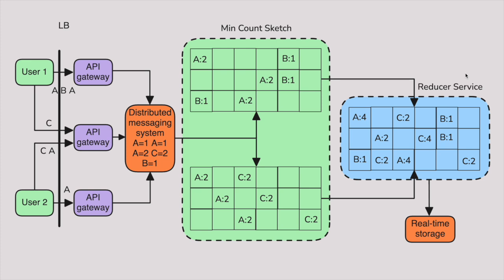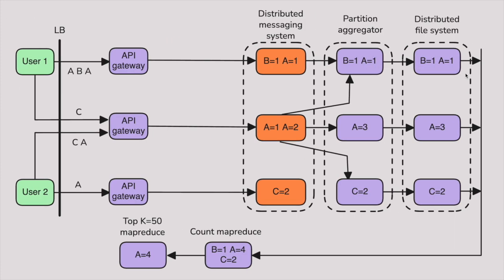Now let's look at our original design in more detail. As we discussed before, all the events go through the API gateway and end up at the distributed message system. Since the messaging system is distributed and has multiple shards, the same type of event can end up on different partitions and be aggregated separately. So you can see that we have multiple count-min sketch servers that maintain those aggregates in memory. And the same event, event A, for instance, exists on both servers.